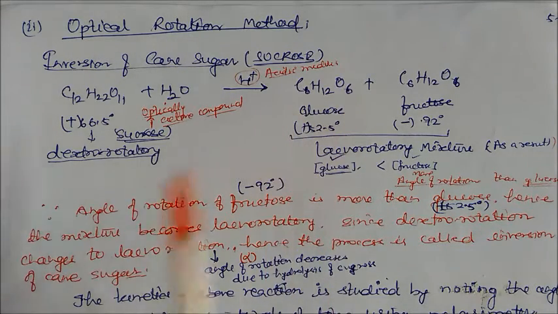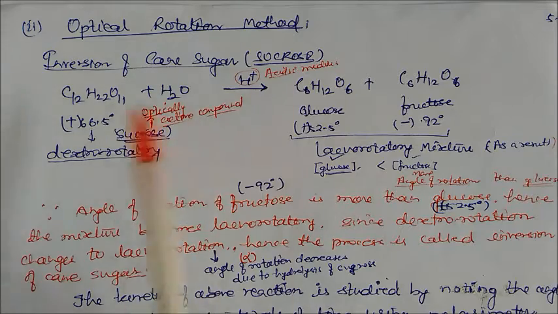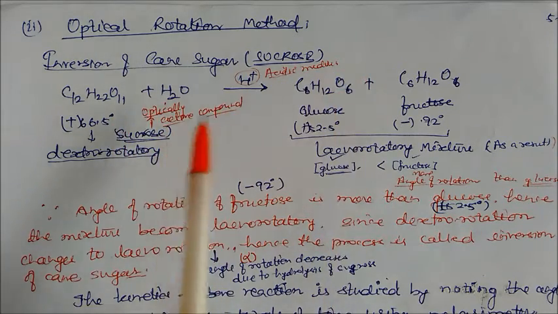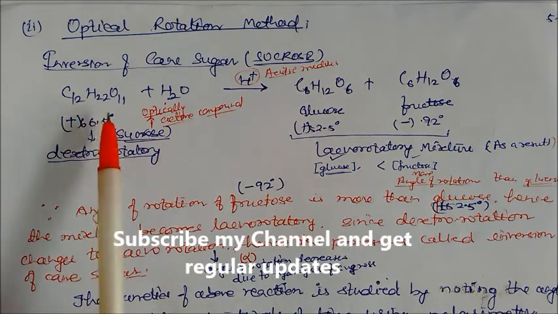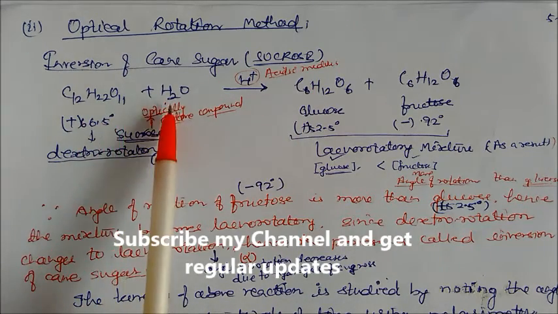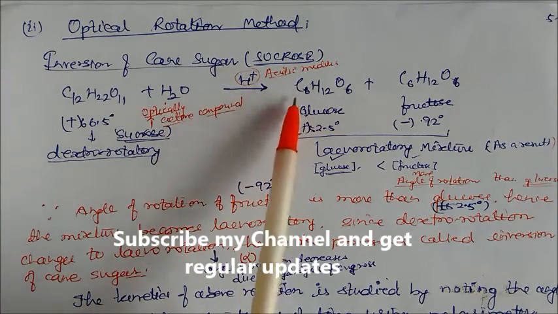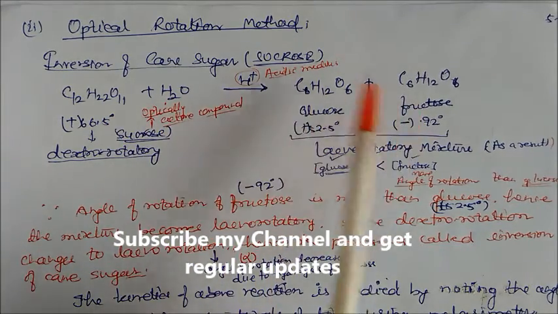Optical rotation method. In this optical rotation method, the inversion of sugar is a first order reaction. So let us see how. This is your sucrose. Sucrose on hydrolysis in acidic medium will give you glucose and fructose.